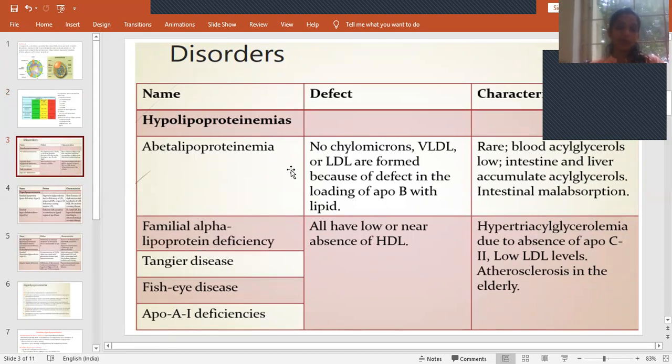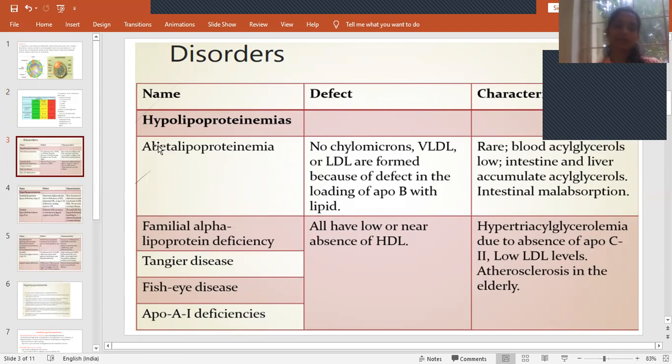So what was the defect in the case of abetalipoproteinemia? In this, there will be no chylomicrons, and VLDL or LDL are not formed because of the defect in the loading of ApoB with lipid. ApoB is a protein, right? It has to form a complex with the lipid. So due to any deficiency or defect in loading of ApoB, it doesn't form a complex with the lipid. So there may be no chylomicron, and VLDL or LDL will not be properly formed. That we call abetalipoproteinemia.